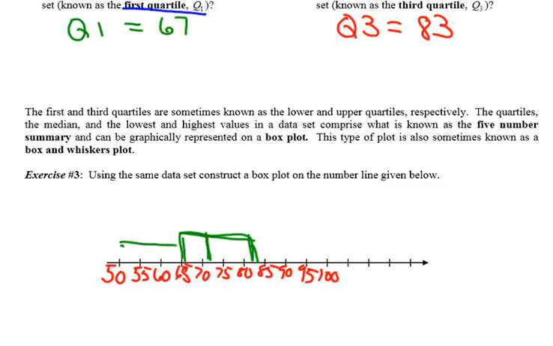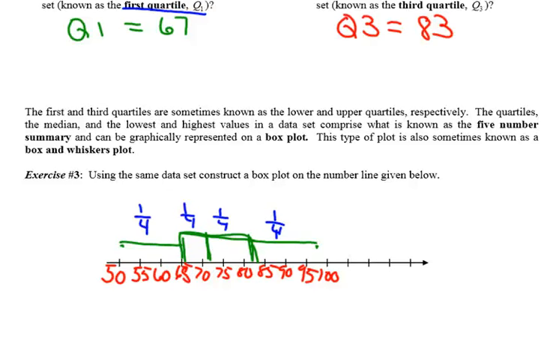So we put a dot there and connect it. And our highest was 98, so we put a dot there and connect it. And what this is showing me is that 1/4 of the numbers fall in the first whisker, 1/4 of the numbers fall in the first part of the box, 1/4 are in the second part, and then 1/4 are in the last whisker. And again, we did these last year, so hopefully this is kind of coming back to you.